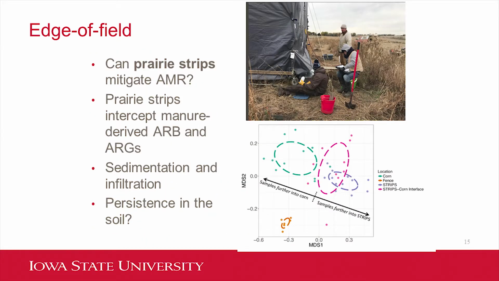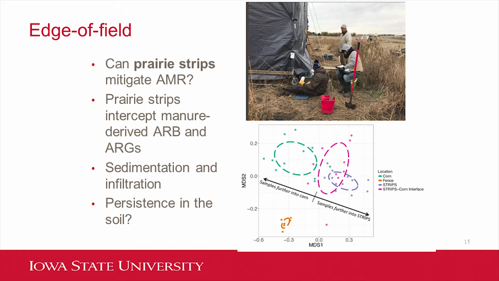So this is a prairie strip. This is new work funded by USDA to look at prairie strips as a mitigation strategy, so an edge-of-field mitigation strategy for AMR. And this would be really focused on the surface pathways.